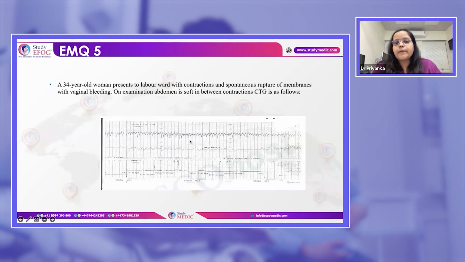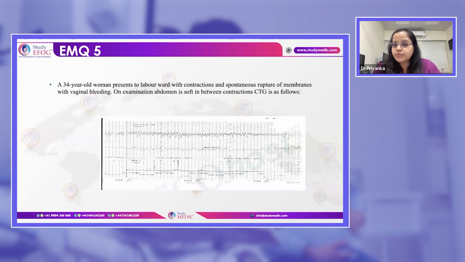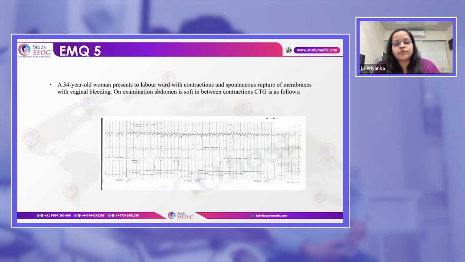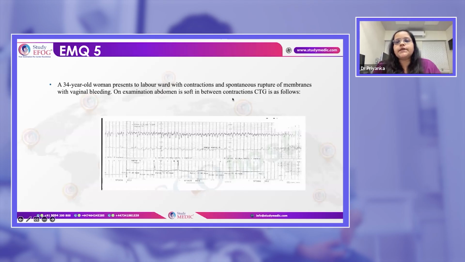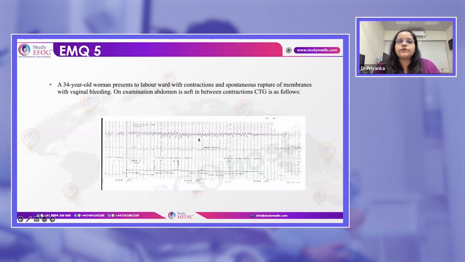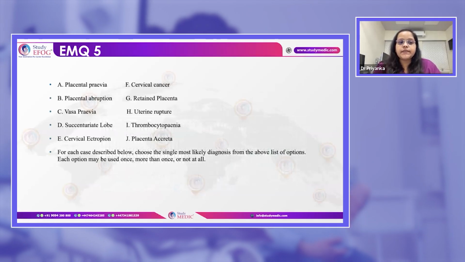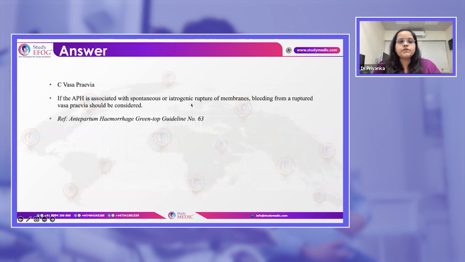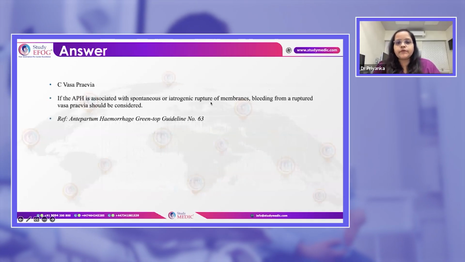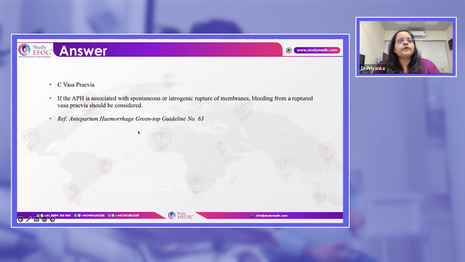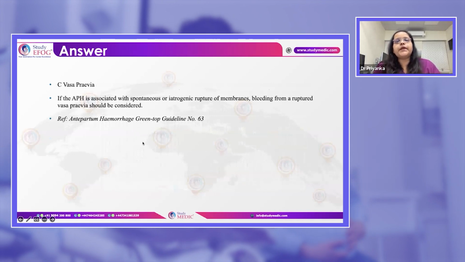Fetal anemia can happen in cases of vasa previa or any cases where fetal anemia is seen, like in Rh isoimmunized pregnancies or infections like syphilis and parvovirus, okay. Here there is no specific history in this patient, and it is written that it is after spontaneous rupture of membranes with vaginal bleeding. So the most likely diagnosis could be a ruptured vasa previa. The answer here is C. So if the APH is associated with spontaneous or iatrogenic rupture of membranes, it can be bleeding from a ruptured vasa previa, which should be kept in mind.